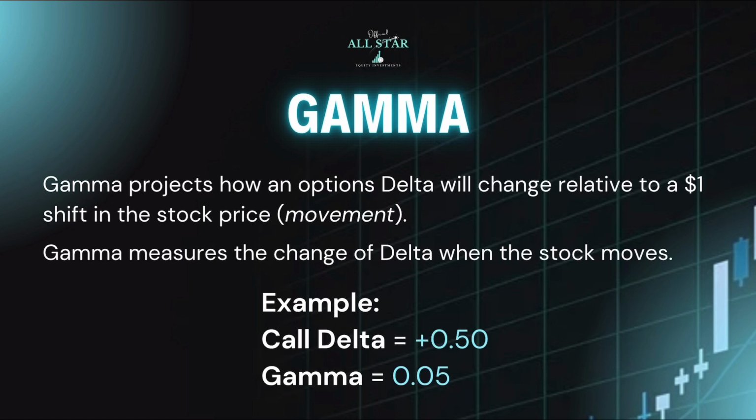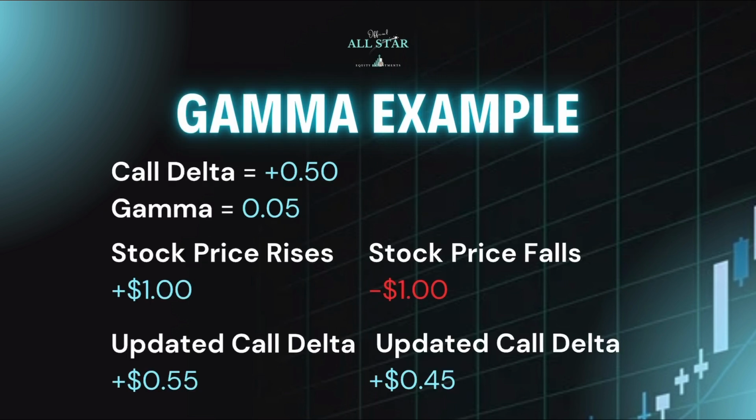What the gamma does is project an estimation on how the option's delta will change relative to a $1 shift in the stock price. So let me show you an example of what this looks like. If you have a positive delta on a call, let's say it's at 0.50 and a gamma at 0.05, what this means is that if the stock price rises by $1, the underlying call delta is now 0.55. But if the stock price falls by $1, the underlying call delta becomes 0.45. Again, I'll tie all of this together in just a second to provide more clarity, so no worries.